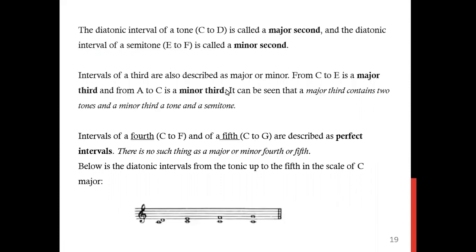The diatonic interval of a tone of C to D is called a major second. Okay? All you can say is a diatonic second. I don't want us to dwell much on the major and the minor now because we are still going to get there later. But let's just dwell on the second and all that.